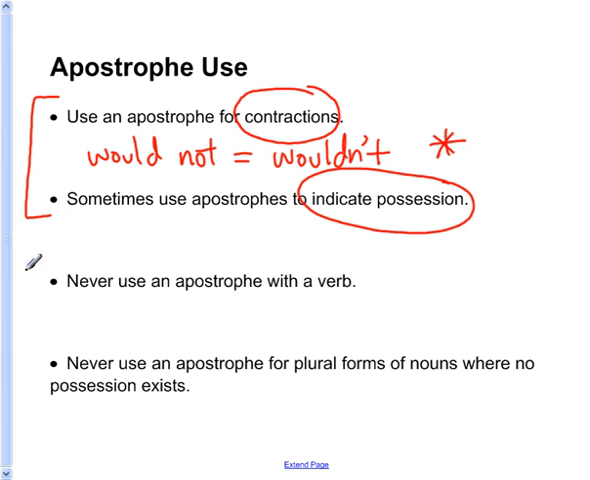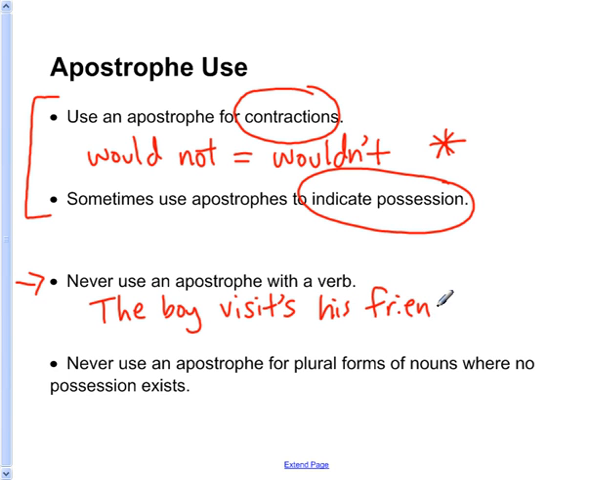A couple of notes. First, never use an apostrophe with a verb. For example, "the boy visits his friend." Here, this is not a contraction, and there's no possession. So therefore, an apostrophe should not be used.